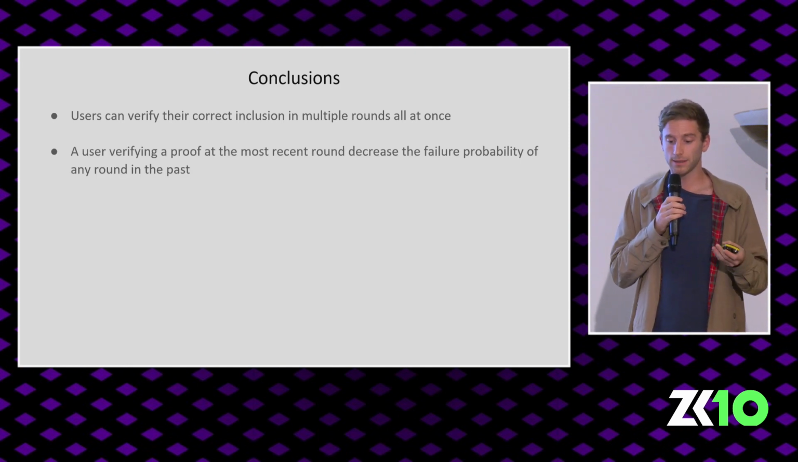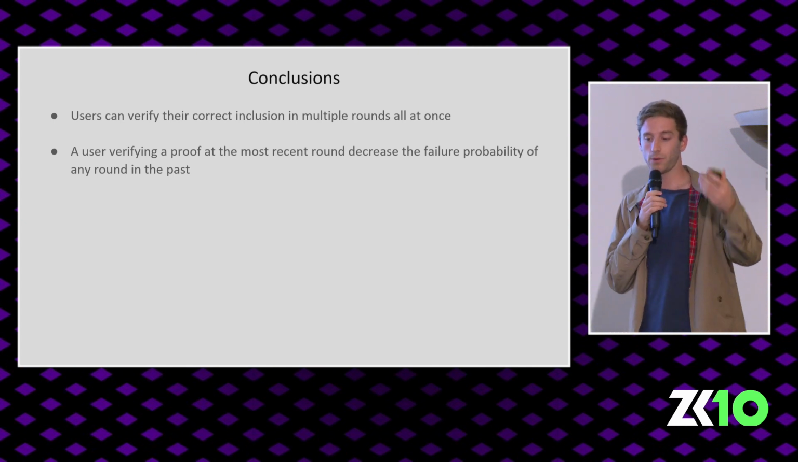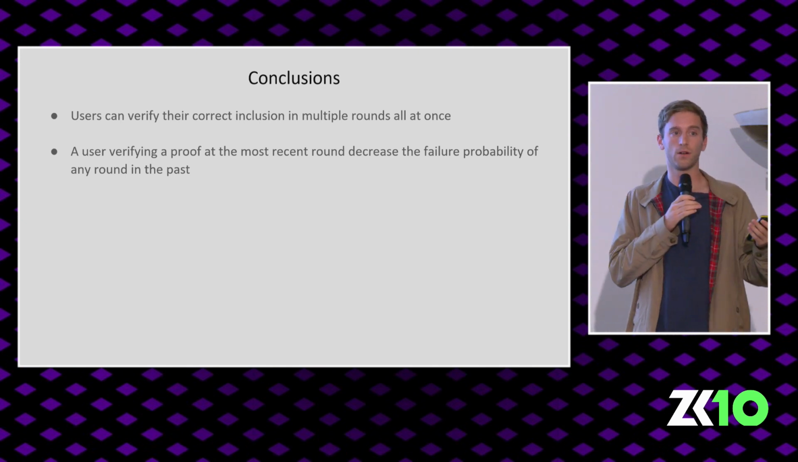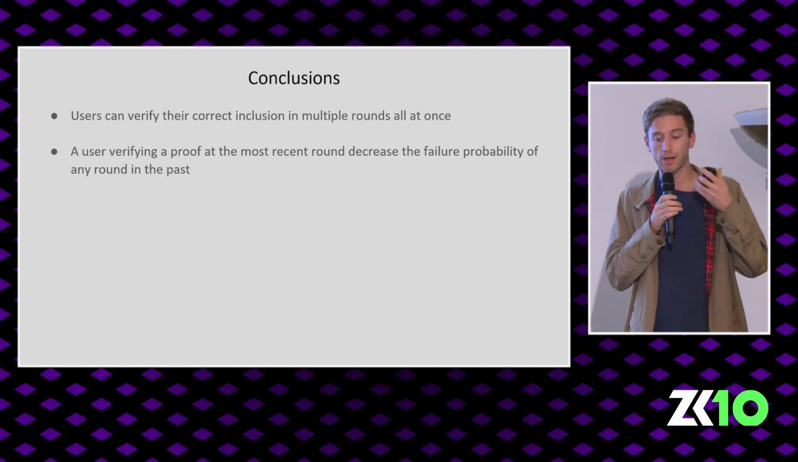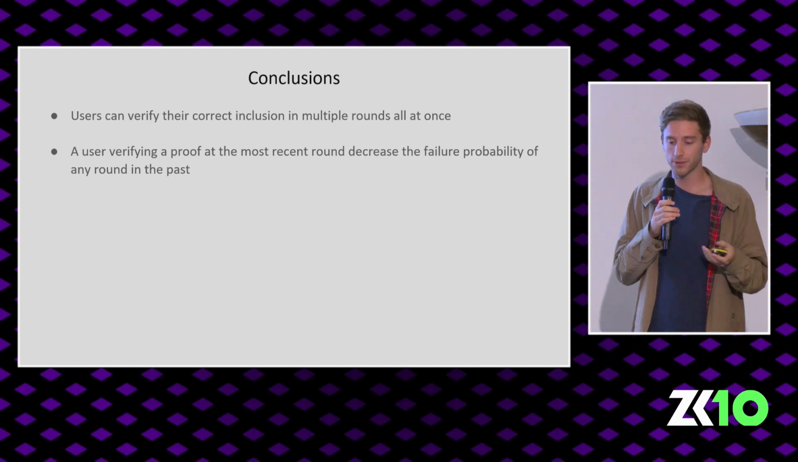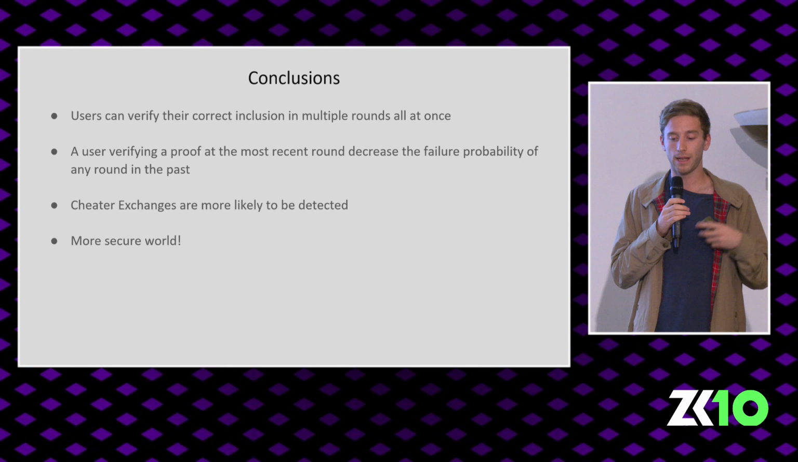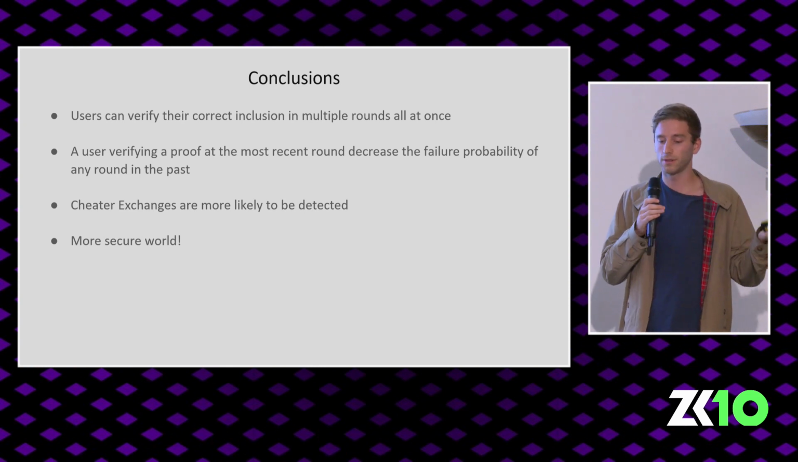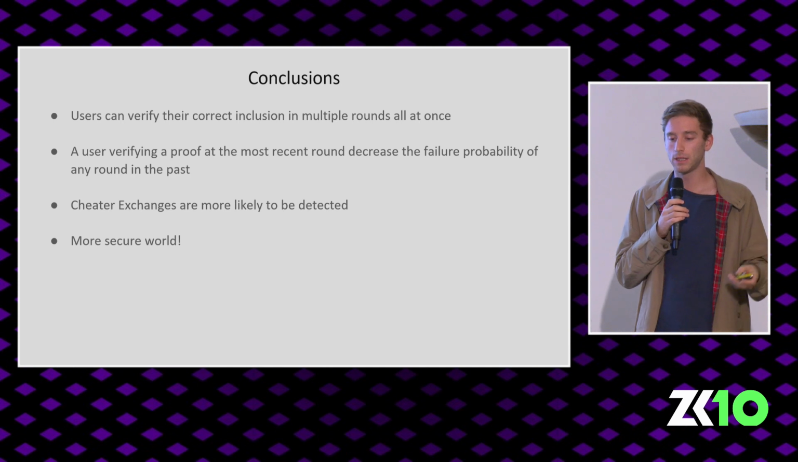So in this case, the user verifying a proof at the most recent round is actually decreasing the failure probability of any round in the past. So it's like the exchange is more accountable for every kind of malicious action they perform, so they are more likely to be detected. And this can lead to a more secure, let's say, crypto world where exchanges do not blow up.